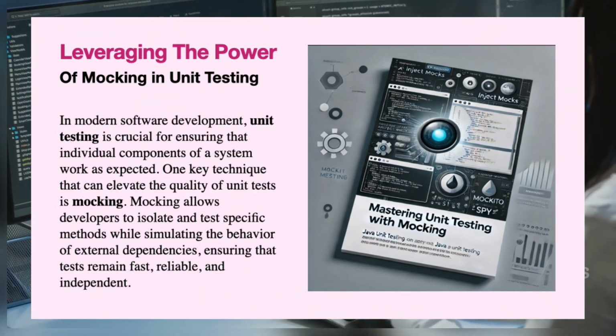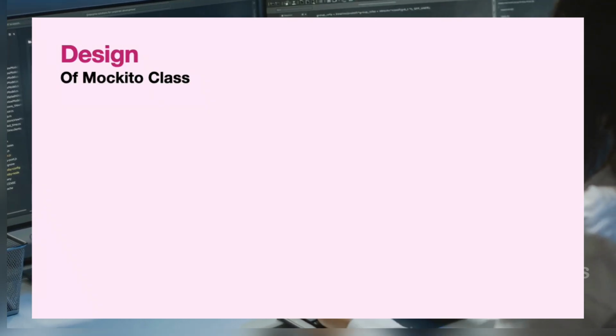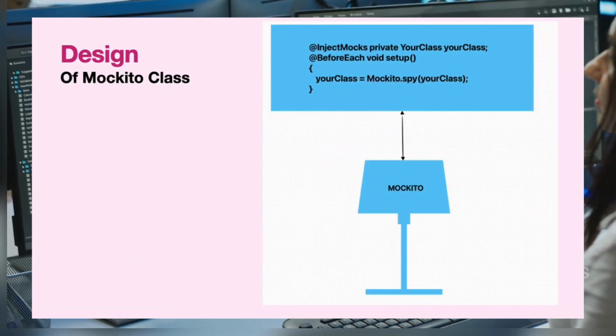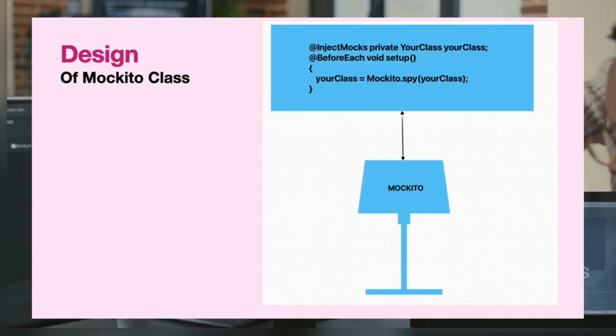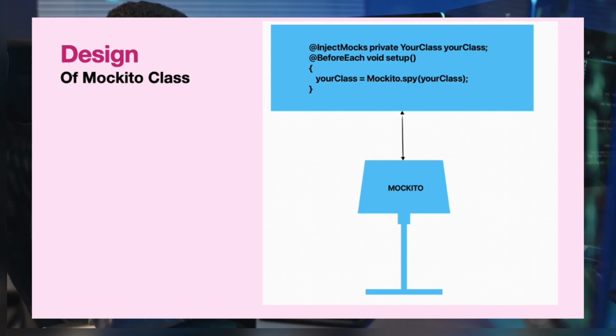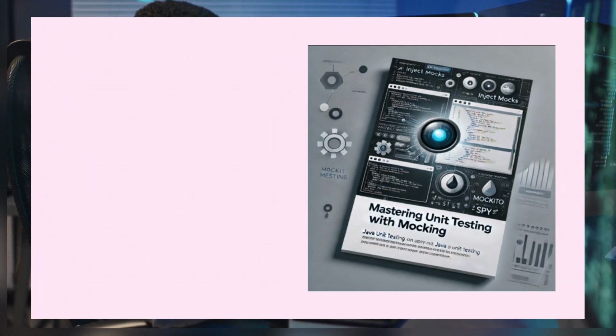Mocking is a technique used in unit testing to isolate the code under test from its dependencies. In essence, we create mock objects that simulate the behavior of real dependencies, giving us fine-grained control over how our code interacts with its surroundings.